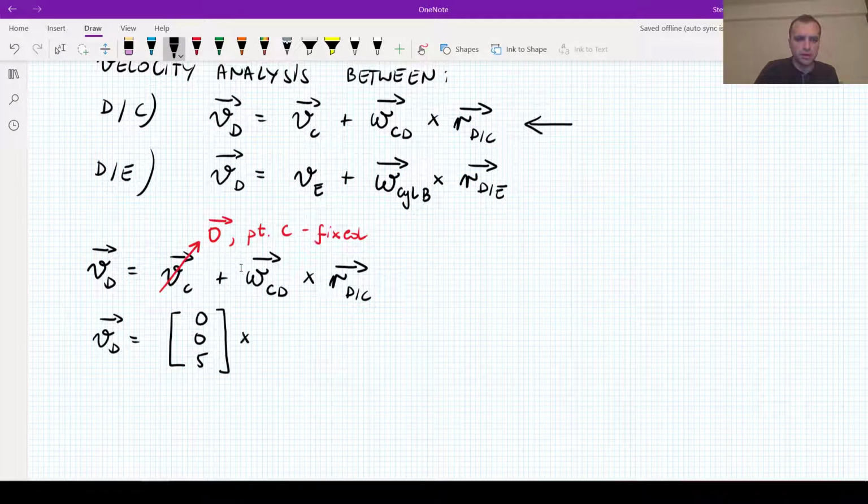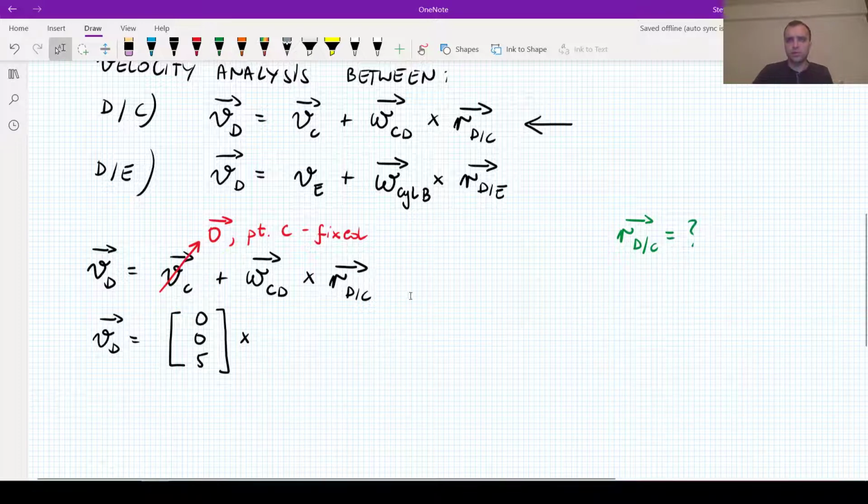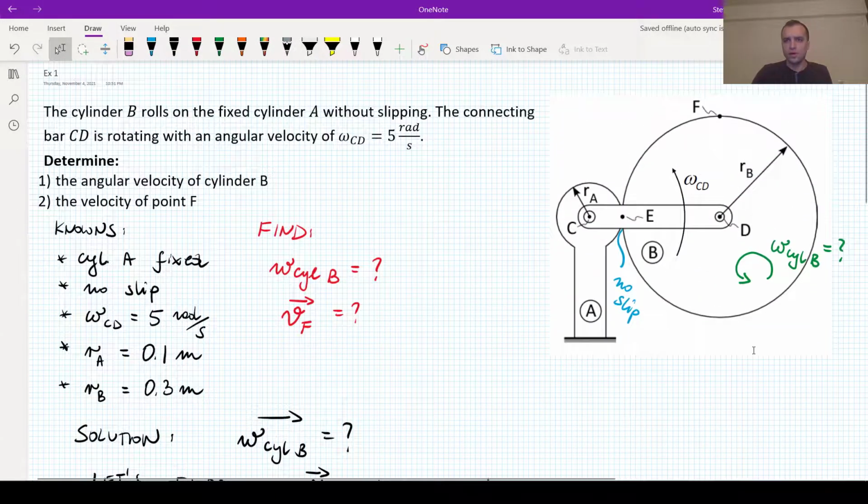And now this vector. What is this vector? RDC. Let me scroll up the board. RDC is this vector, this green vector.